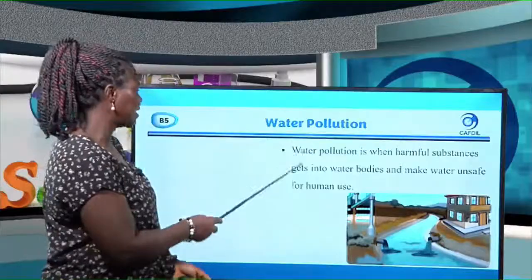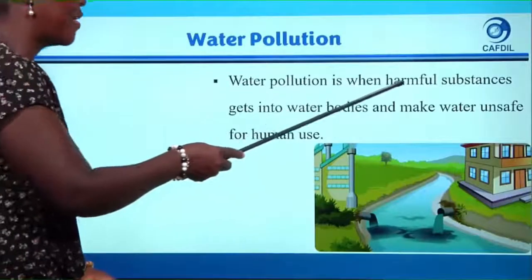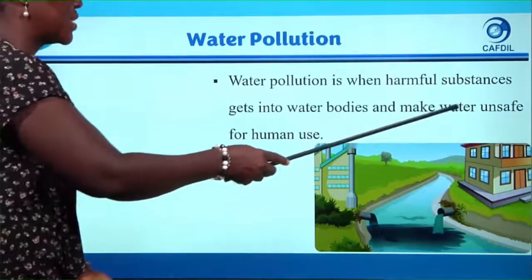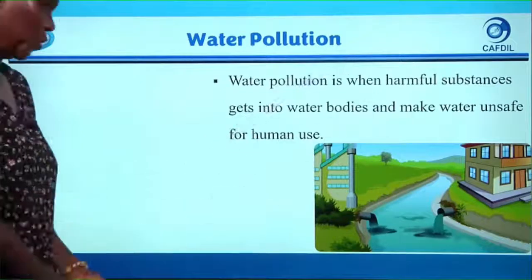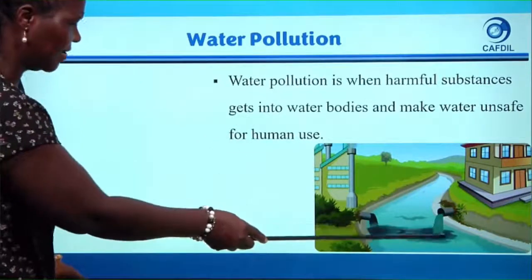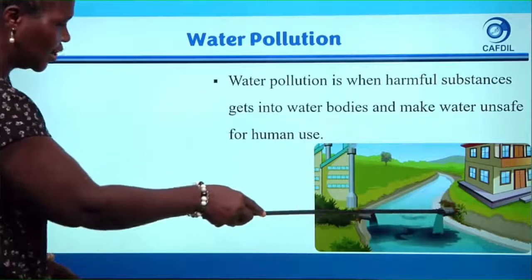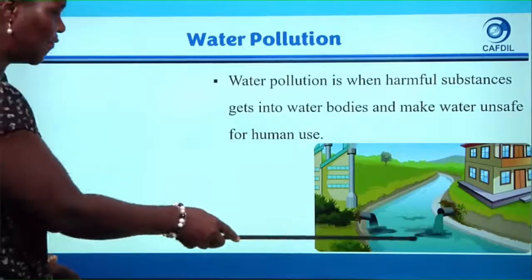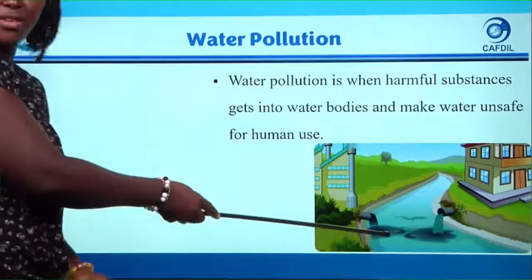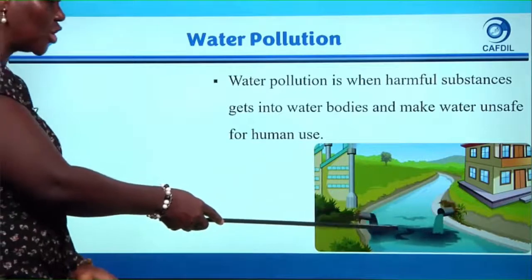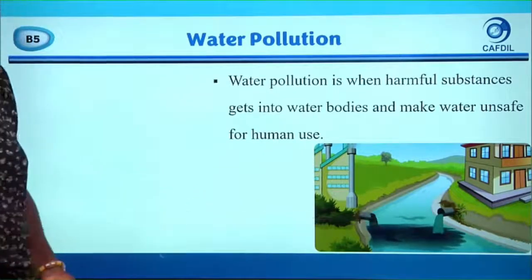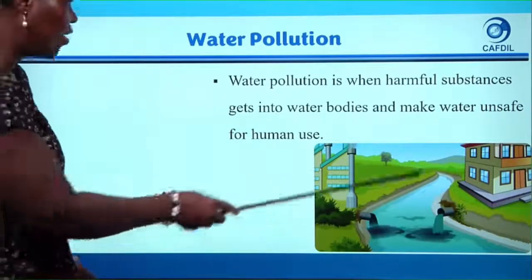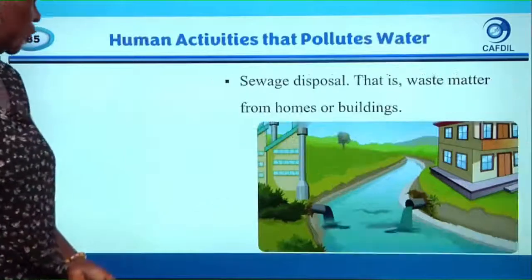So that is why we are saying water pollution is when harmful substances get into water bodies and make water unsafe for human use. So we can see here chemicals from the tube are entering the stream, and it will make the water unsafe for use. You can't drink this water. You cannot use it to wash your clothes. You cannot use it to wash your plates. It makes the water unsafe for human use.